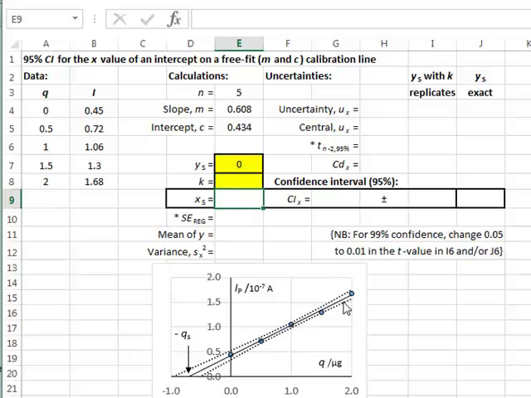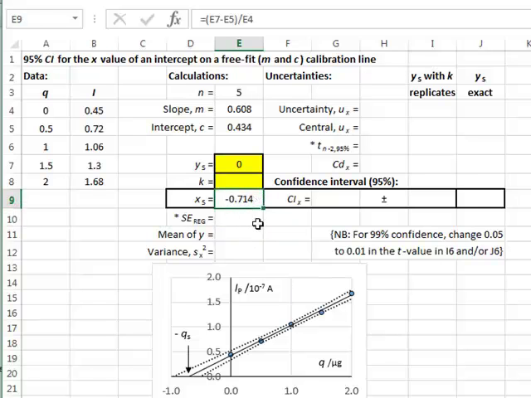We calculate the intercept on the x-axis by using the equation of the best fit straight line, which is quite simply equal to the y value at this point, which is actually 0, minus the y-intercept, the c value, divided by the slope of the line, giving an intercept of minus 0.714.